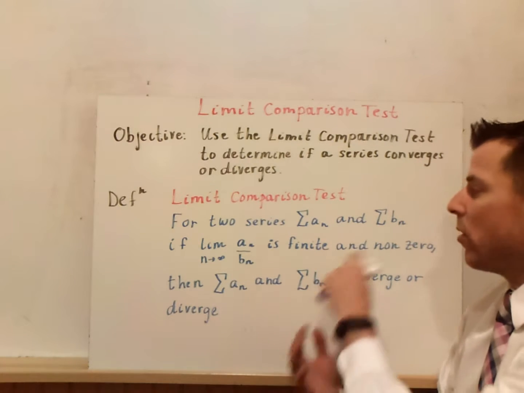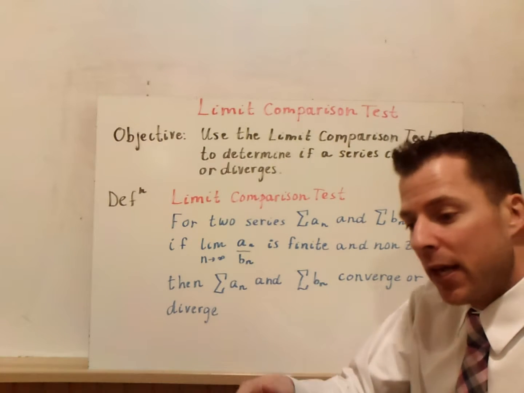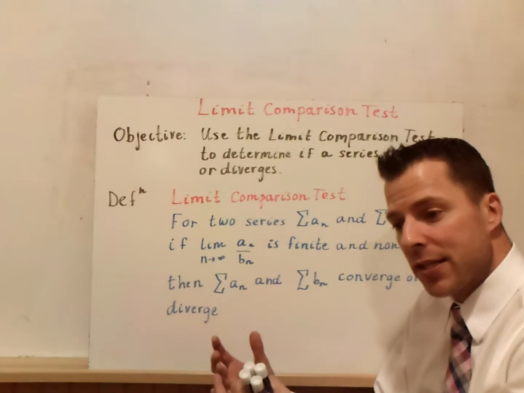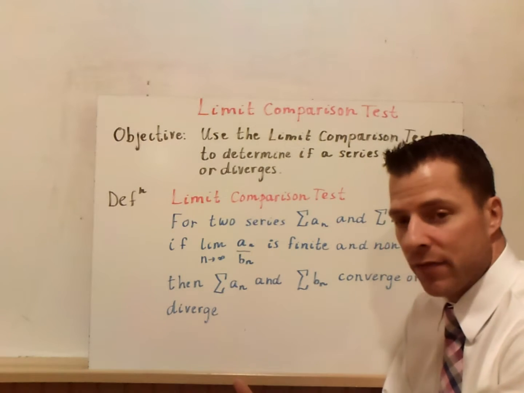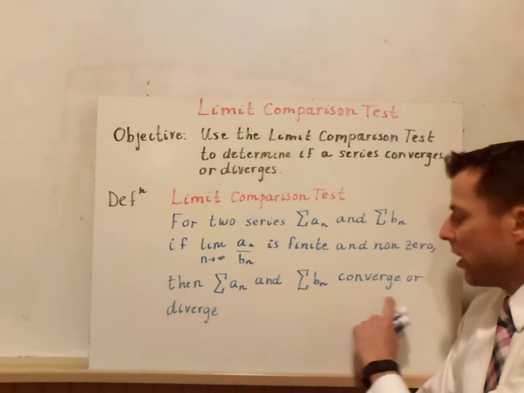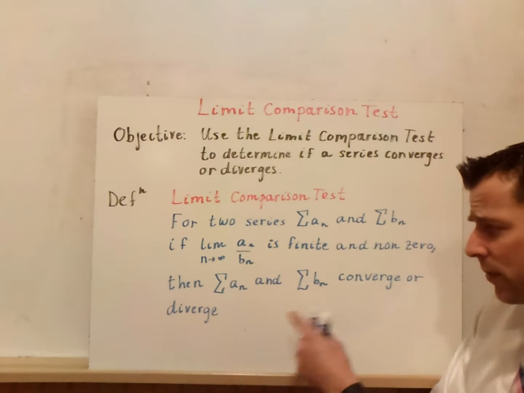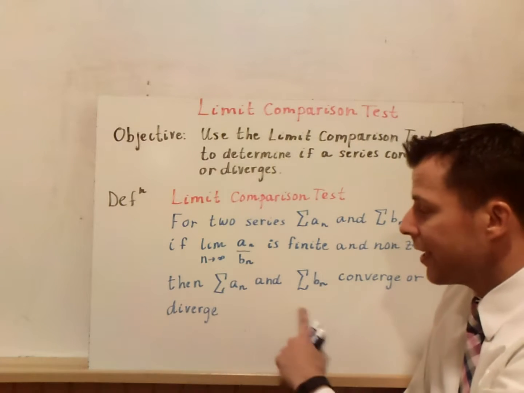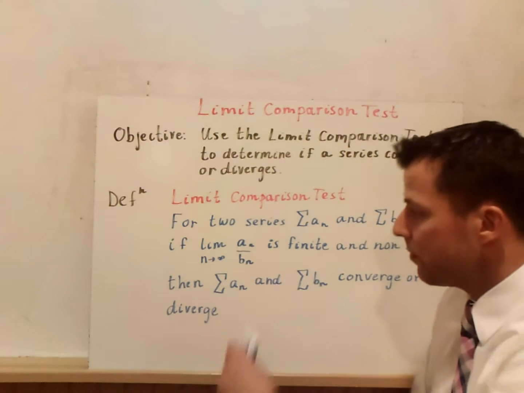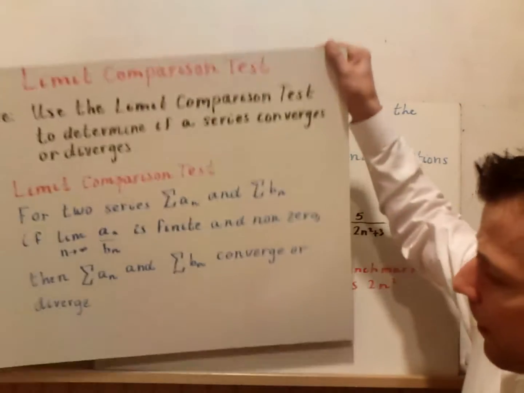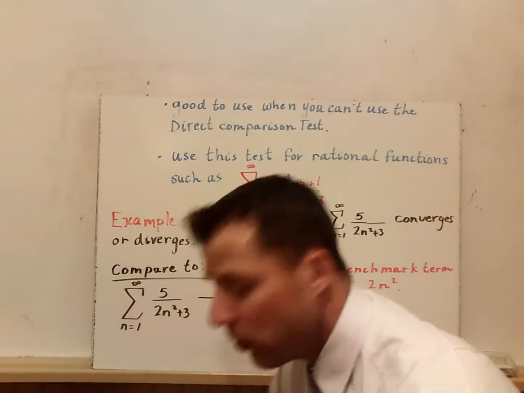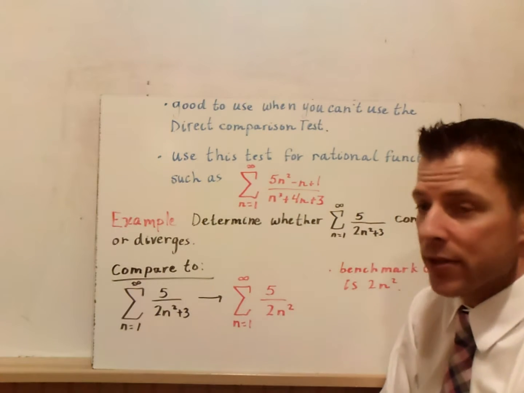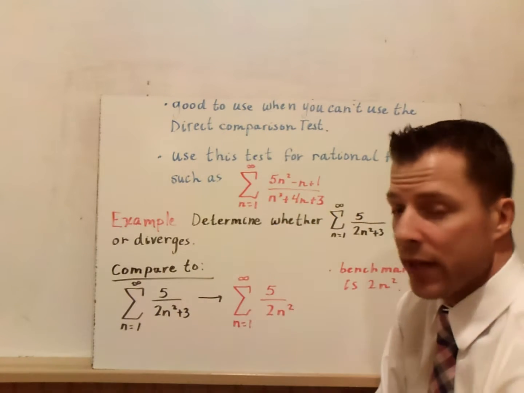Now that all depends on what we're comparing it to. So we're going to compare a sub n to something else, and we're going to look at that something else and say, well, does that series converge or diverge? So this is going to be a little confusing at first. Well, let's look at an example and we'll see what this means. So we want to use this test if we can't use the direct comparison test, and you'll see a video on that too when that occurs.